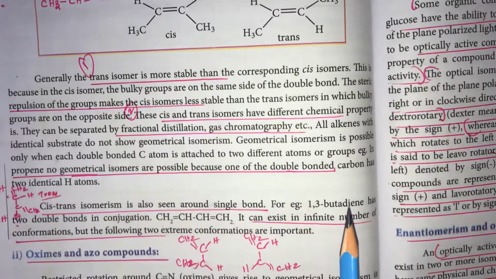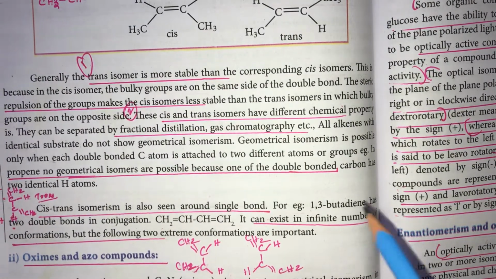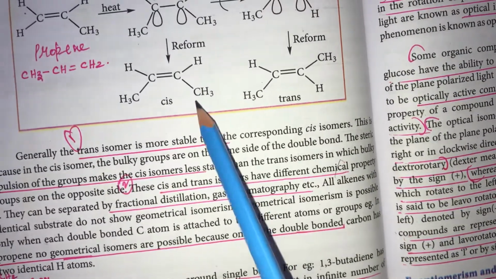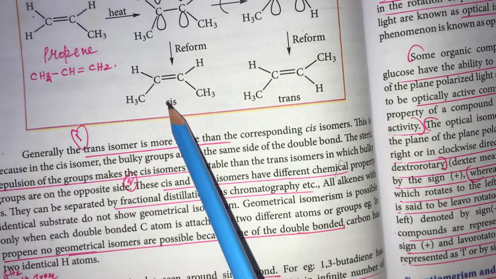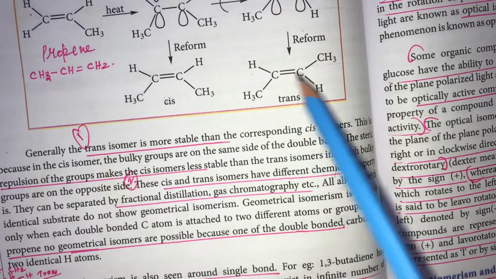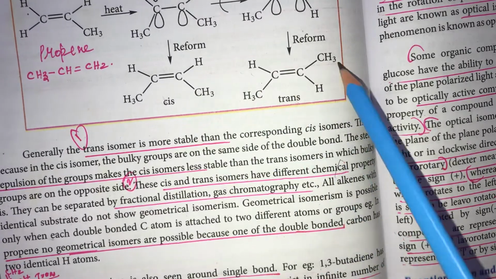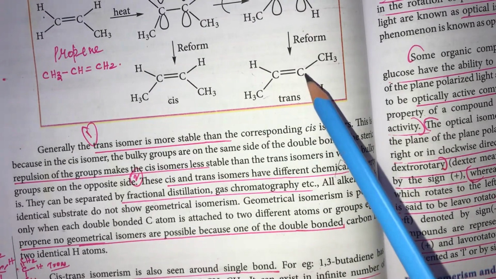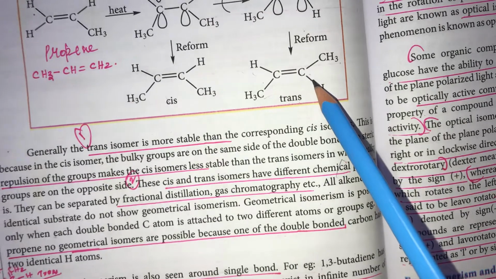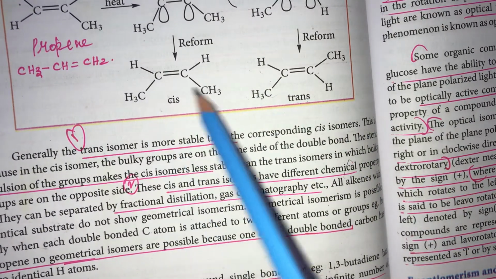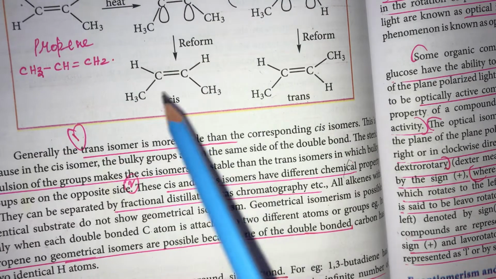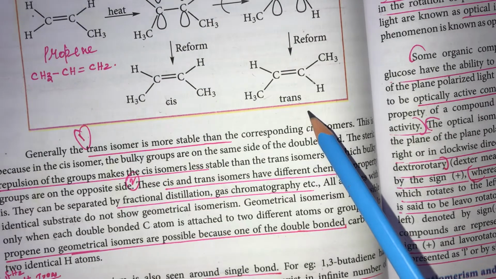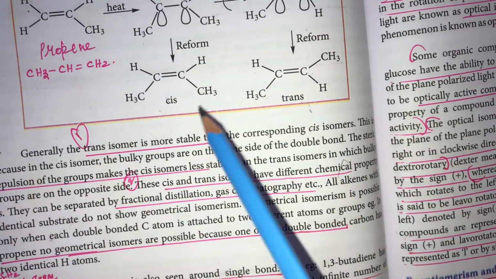The next topic is the difference in physical properties of cis and trans isomers. Generally the trans isomer is more stable than the cis isomer. In the trans isomer, the groups are opposite to each other, so there is less steric hindrance, less energy, and it is more stable. In the cis isomer, the similar groups are on the same side, so there is more steric hindrance, more energy, and it is less stable.